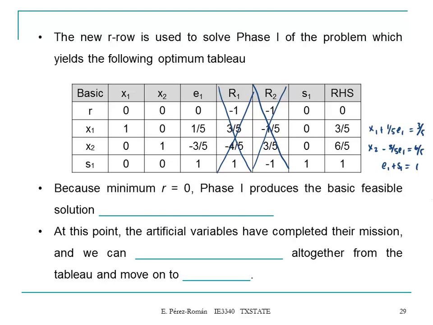So now, because the minimum R equals 0, phase 1 produces the basic feasible solution, x1 equals 3 over 5, x2 equals 6 over 5, and s1 equals 4. At this point, the artificial variables have completed the mission, and we can eliminate the columns altogether from the tableau and move to phase 2. So when you move to the second phase, you don't need the artificial variables anymore. Okay? So we take those artificial variables out of the tableau and we keep the columns corresponding to the slack variables and also to your original variables.